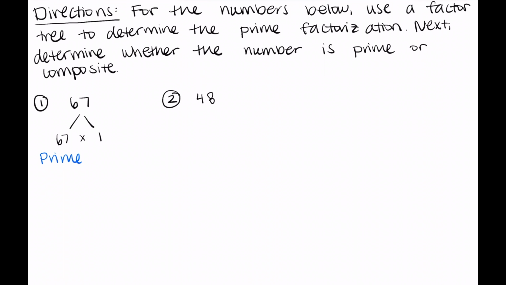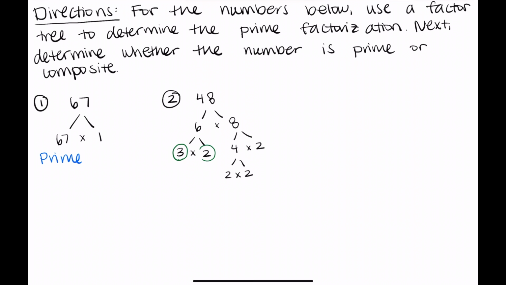Now we will move on to our second practice problem for today. We have 48, and we know 48 breaks up into 6 times 8, right? So we can continue with our factor tree. 6 breaks up into 3 and 2 for the left-hand side, and then 8 breaks up into 4 times 2. And then the 4 will break up into 2 times 2.